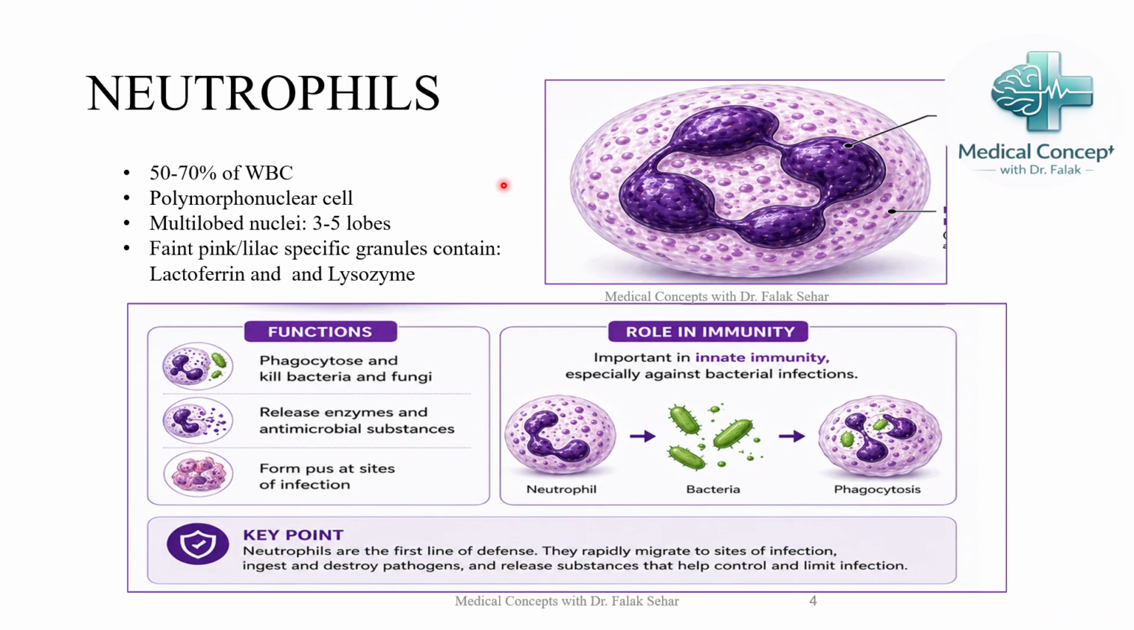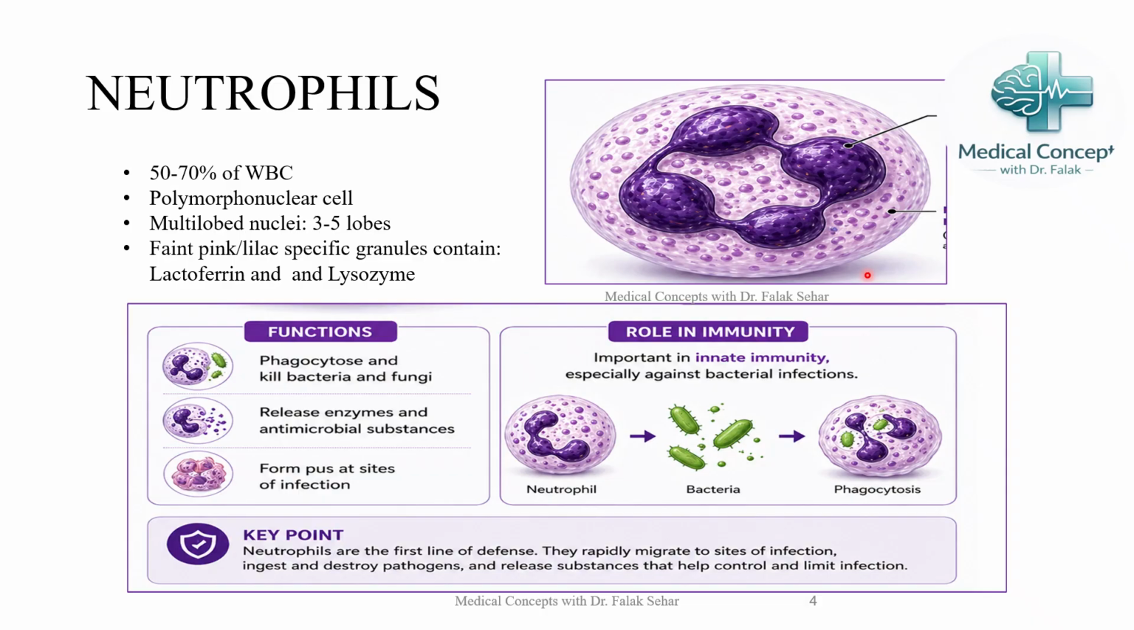Now this slide focuses on the neutrophils, the most abundant white blood cells, comprising about 50 to 70% of the circulating white blood cells. They are called polymorphonuclear cells because of their multi-lobed nuclei, typically with 3 to 5 lobes, which help in migration through the tissues. In terms of staining, neutrophils are described as neutral staining cells. Their granules take up both acidic as well as basic dye, giving a pale lilac appearance on routine staining.